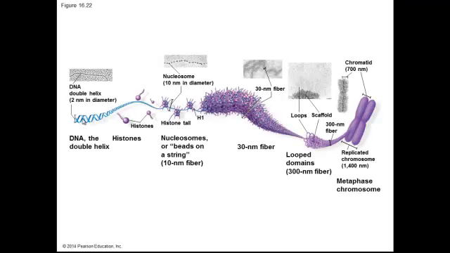Here's what that looks like. Here's the double helix. It's going to be wrapped around histones, which are then going to further be coiled and then be supercoiled into these really nice, tightly arranged chromosomes.